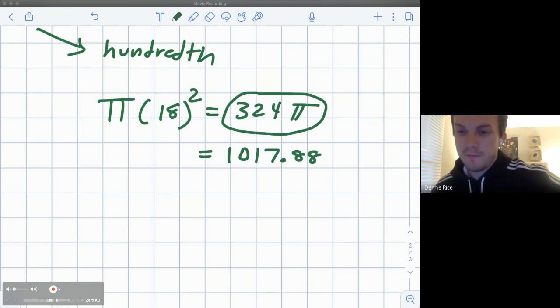324 times pi. And then hundredth is 2 decimal places. Tenth is 1 decimal place. Hundredth is 2. All right.